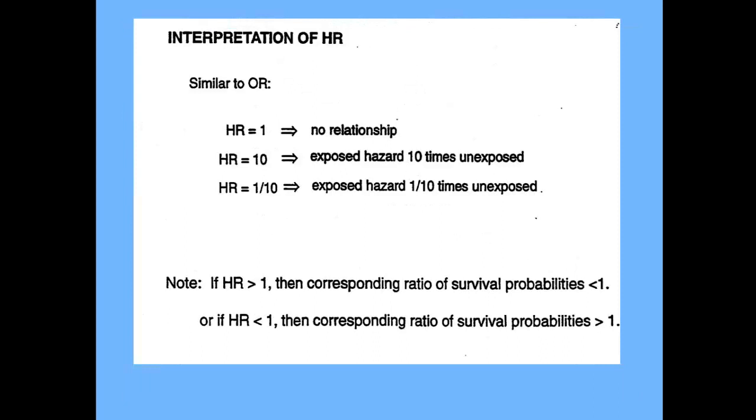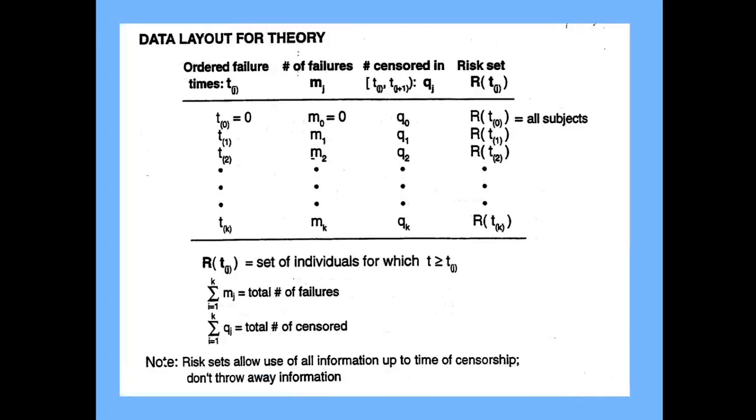Now, it turns out that there's this column for the number of censored, okay? If you add up all the numbers in this column, what do you get?